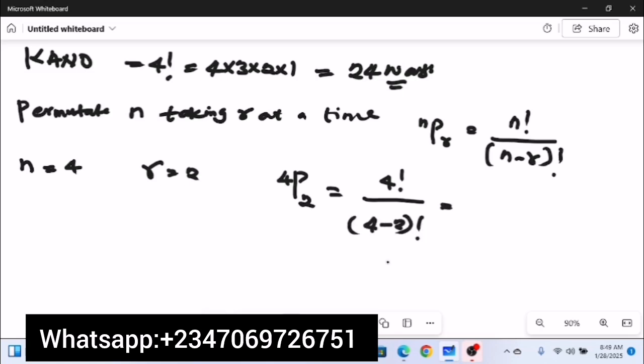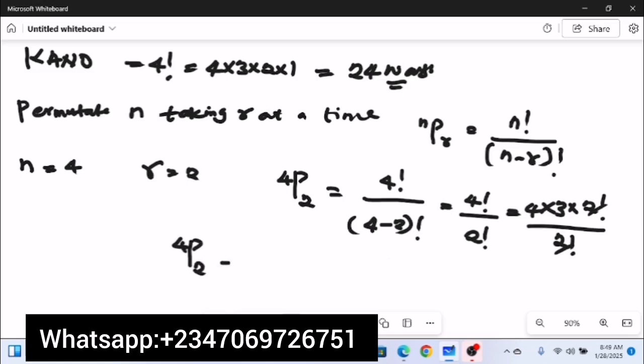So 4 factorial is actually 4 times, okay, let's still keep it as 4 factorial for now and evaluate the denominator. So 4 factorial all over 4 minus 2 becomes 2 factorial. So 4 factorial is simply 4 times 3. You can simply end it at 2 factorial all over 2 factorial, such that 2 factorial cancels 2 factorial. You're left with 4 times 3. So 4 permutation 2 is actually 4 times 3, which simply gives us 12 ways.